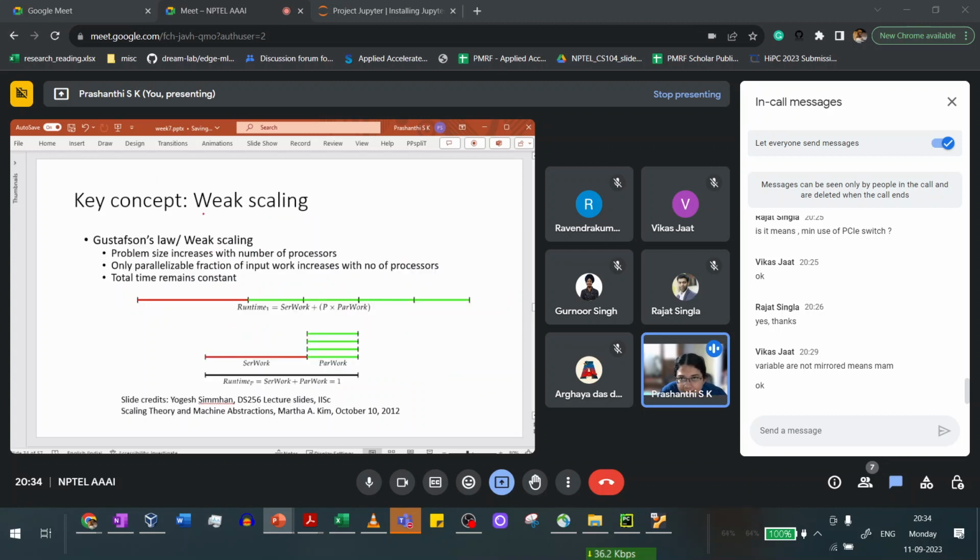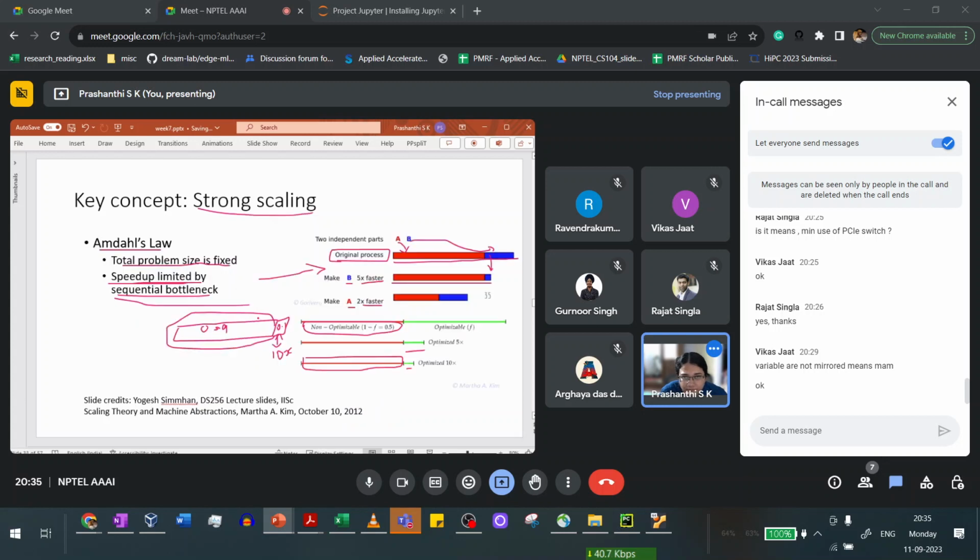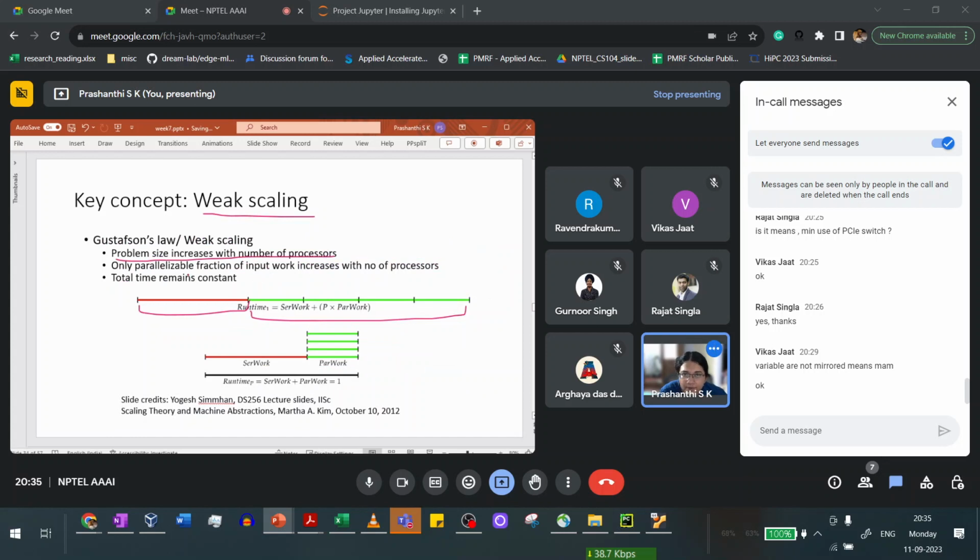Now we will see another variant called weak scaling, which is Gustafson's law. Here what I do instead is I increase the problem size with the number of processors or with the amount of hardware. So now again we'll take the same example. Let's say this is your serial part of the process and this is your parallel part of the work. Now when the problem size increases, instead of sticking to the same problem, I increase my problem size.